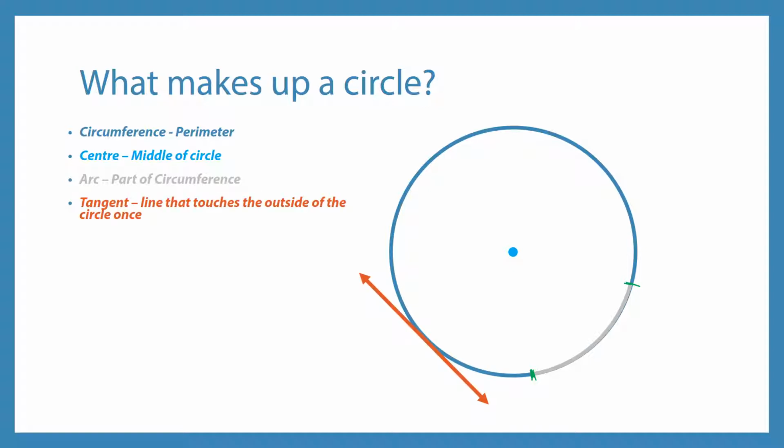Next, we have a tangent. And a tangent is a line that's going to touch our circle once. So it's not going to go into the circle or be away from the circle. It has to touch it exactly once.